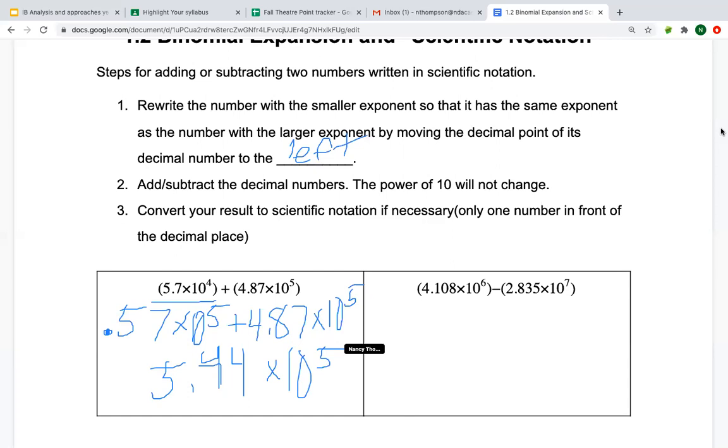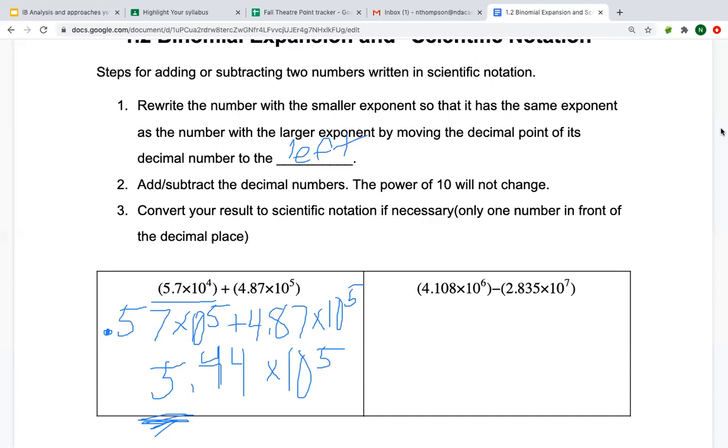The only thing you need to check is that it is still in scientific notation, meaning that there's one number and only one number in front of the decimal place. So we only have that 5 in front. It's not 15 or 50. So that means we are good to go.